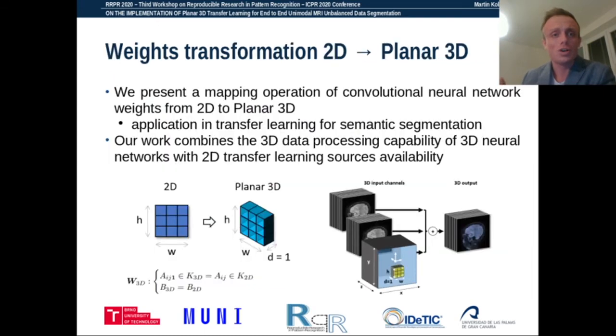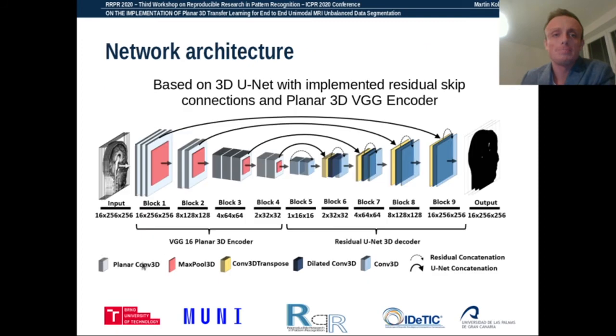So that's where our work comes in. We basically transformed the 2D weights, the 2D convolutional net kernels, as can be seen here, into the Planar 3D counterparts, according to this equation here. This enables us to use the already trained networks as a transfer learning source for 3D autoencoder neural nets.